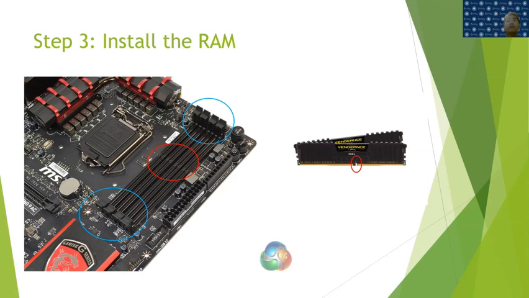Now, after you have that done, make sure the notches on the motherboard line up with the notches on the RAM, which are both circled in red in this picture. Then after you have those lined up, the way you insert it into the slot is that you simply apply firm, even pressure to all of the RAM.